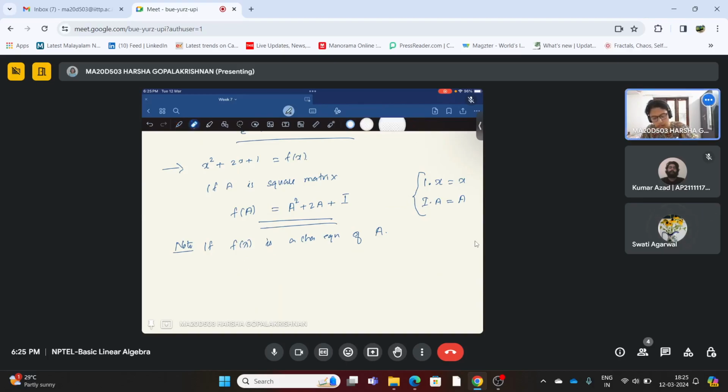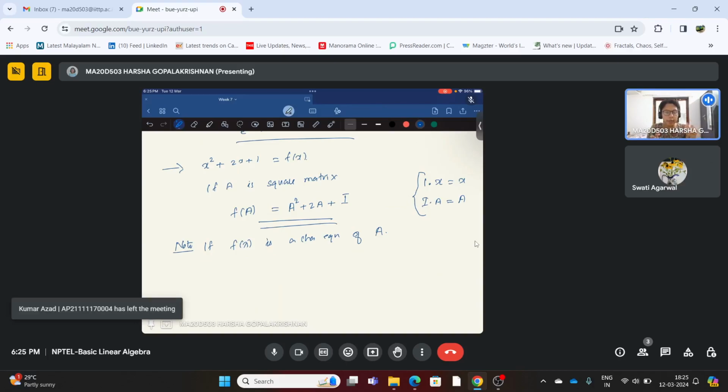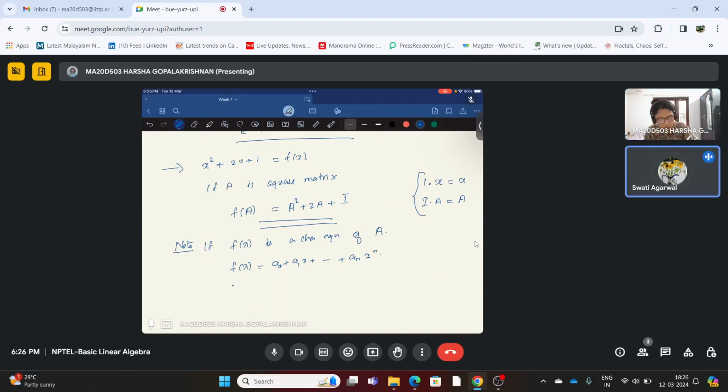See, this is clear, right? f of A equals A square plus 2A plus I, that's all. Now f of lambda, suppose it is some polynomial like a naught plus a1 x plus etc. plus a n x power n. Now f of A, what is f of A? Yeah, f of A is A square plus 2A plus I, right?